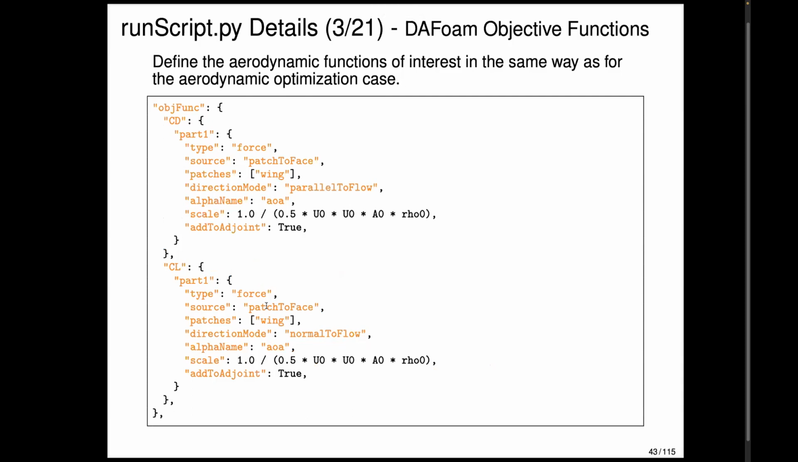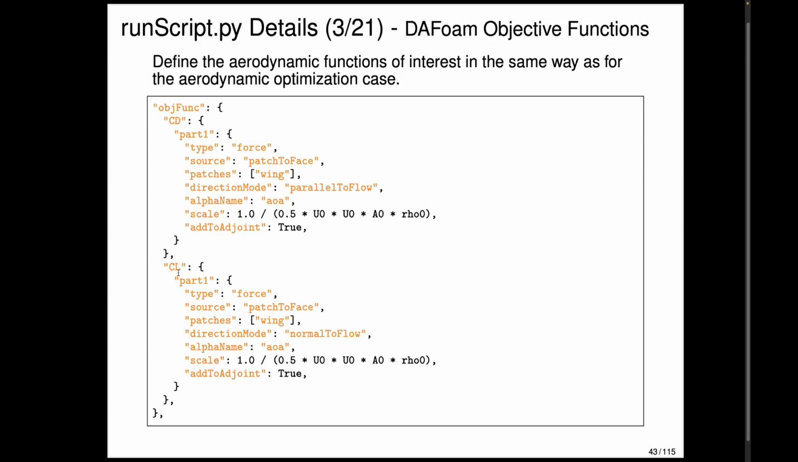Now, defining the functions of interest, you do this in exactly the same way as you do for the aerodynamic only case. So for example, here for CD, you'll define it as a force with patch to face source, you'll select the wing as the patch of interest. The direction will be parallel to the flow, and that'll be based on the alpha AOA, the design variable we define. You can scale it however you'd like, and then you would add it to the adjoint to compute gradients.